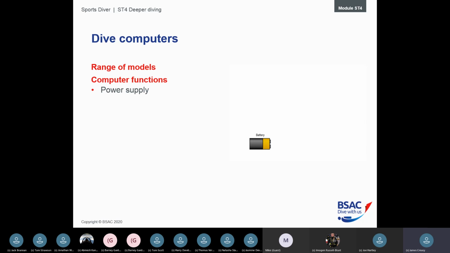So computer functions, we will be looking at the power supply, which is the battery, which obviously provides power, and you get a warning when there's not enough battery. You've got the pressure transducer. Once your computer is on, this measures the pressure around you, the ambient pressure. There we go, pressure sensor. We then have the converter, which converts the pressure reading into what your computer needs to work with. So yeah, analog to digital converter.